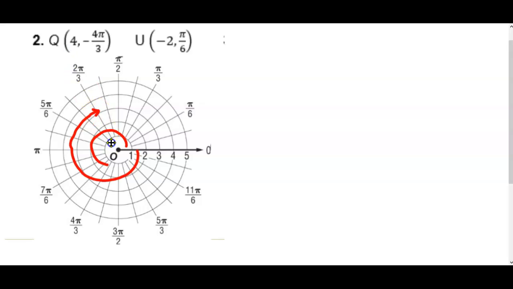And then you're going forward out 4 circles. 1, 2, 3, 4. So Q is right there. You just rotated this way to get there. This one says rotate a positive pi over 6, so we're on this line, except we're not on that line.